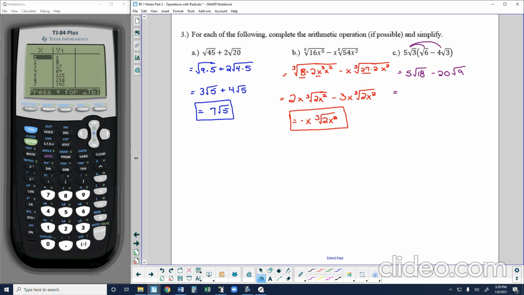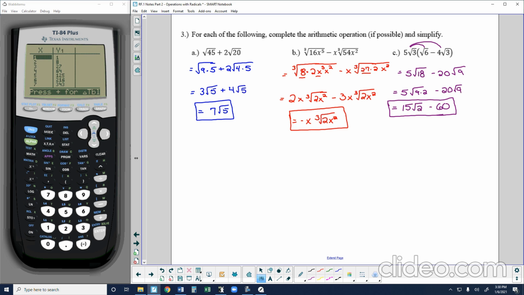And now I can simplify. So 5 root 18. 18 is not a perfect square, but it breaks into 9 and 2. And 9 is a perfect square. So the square root of 9 is 3. If I have a 5 on the outside already, I take 3 times 5 to give me 15. And I'm left with square root 2. In the second term, I would take the square root of 9, which is 3. Take that 3 times the 20 that's already there, and that would give me 60. I cannot combine the 60 and the 15 because one has a square root and one does not.